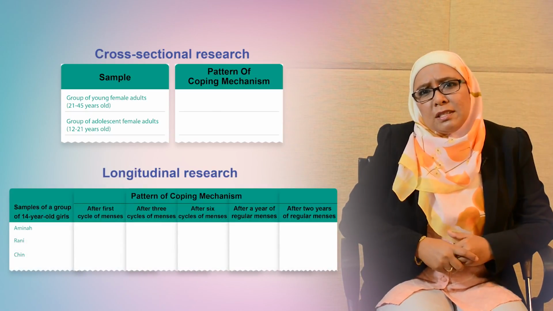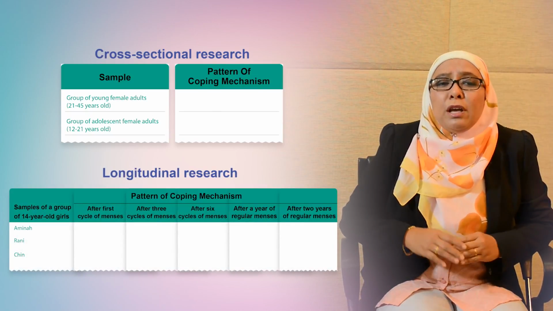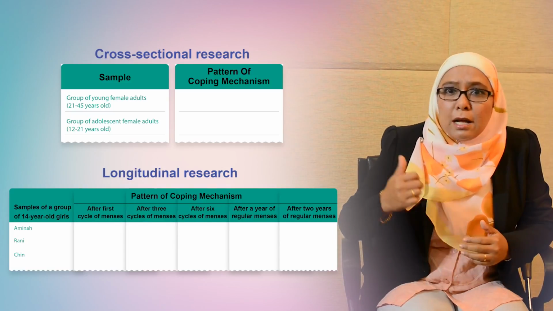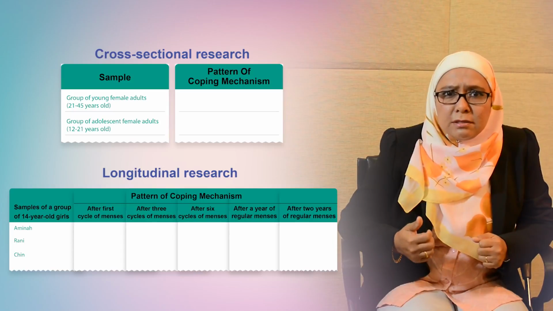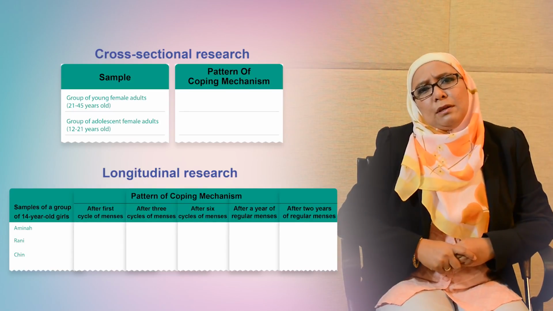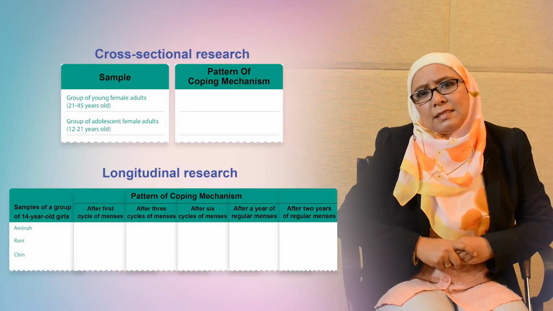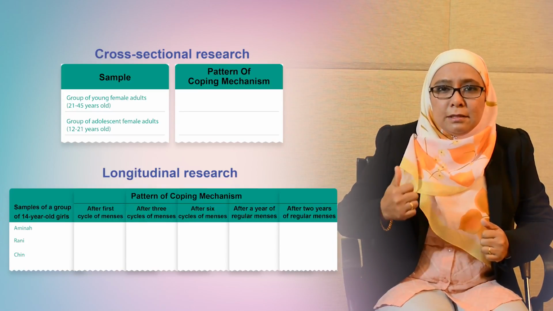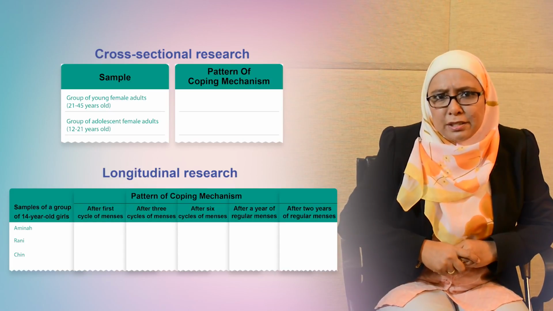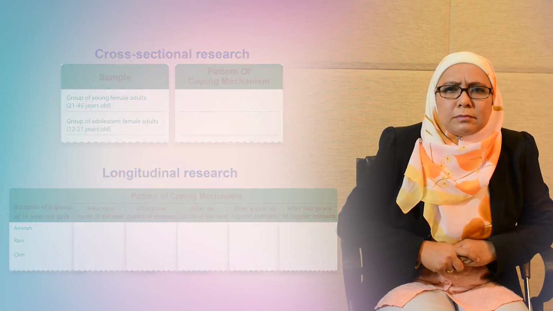But for longitudinal research or study, you have to follow the respondents of your study, such as in this case, Amina, Rani and Chin, and measure their coping mechanisms many times. Here, for example, after the first, third and sixth month of the study, a year and then the second year of the menstrual cycle. If you are short of time and lack grants to sponsor your study, probably cross-sectional study is the best choice.